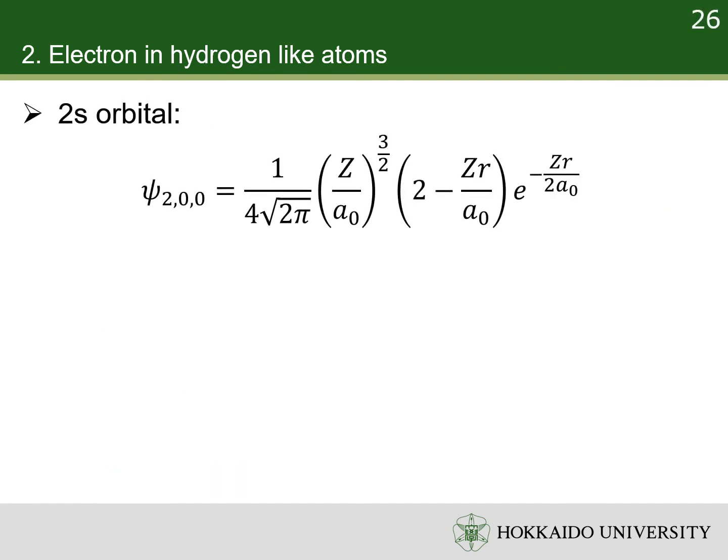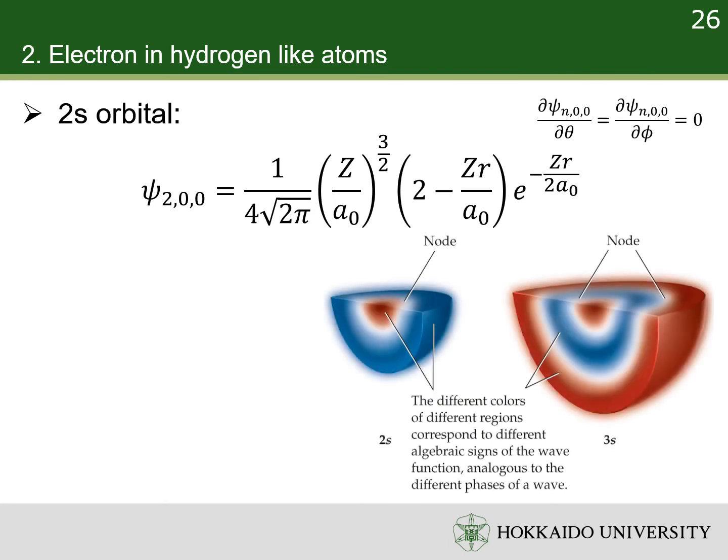The state with quantum numbers 2, 0, 0 is the 2s orbital. It is also independent of the direction and is spherically symmetric. In fact, all the s orbitals are independent of direction and are spherically symmetric.